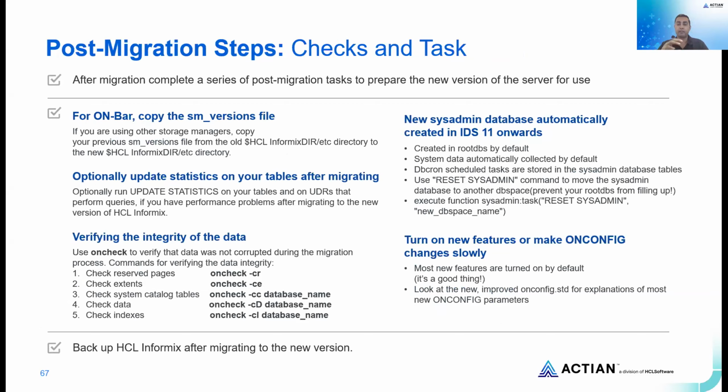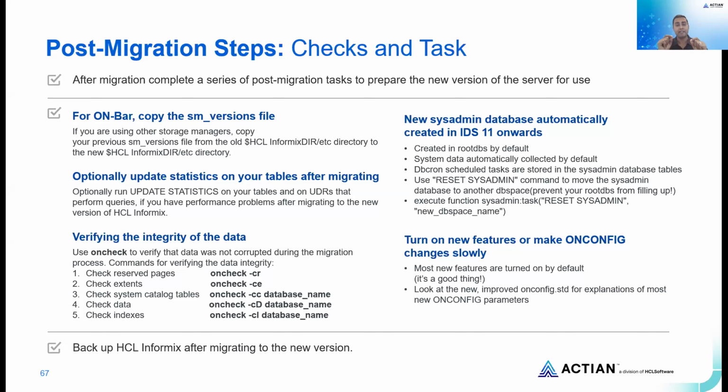To start with, if you are using OnBar or other storage managers, copy the SM versions file from the old HCL Informix directory, etc directory, to the new one. This ensures backup compatibility. Next, consider running update statistics on key tables and UDRs, especially if you observe performance differences after the upgrade. This helps the optimizer make accurate execution decisions in the newer version.